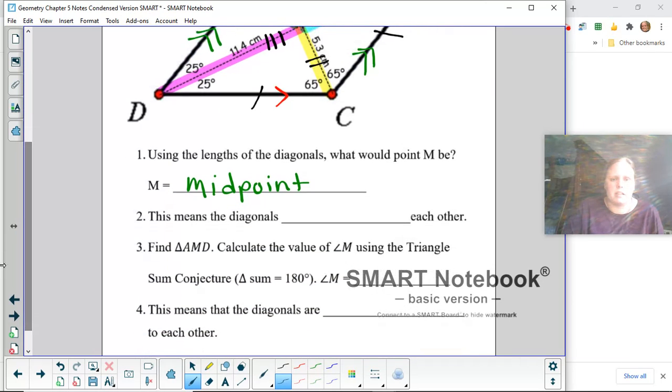All right. Now, if both diagonals are getting cut through that midpoint, that means they're cutting each other in half, or they are bisecting each other. Now remember, that means half.